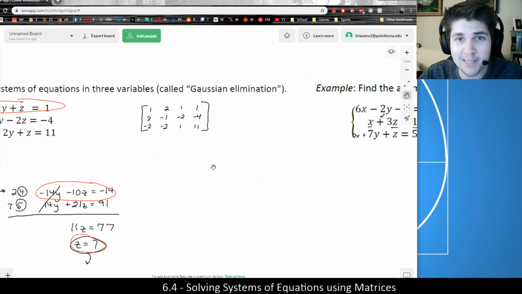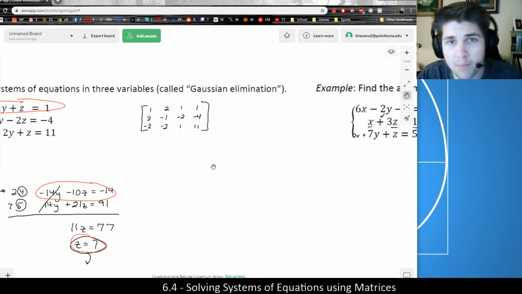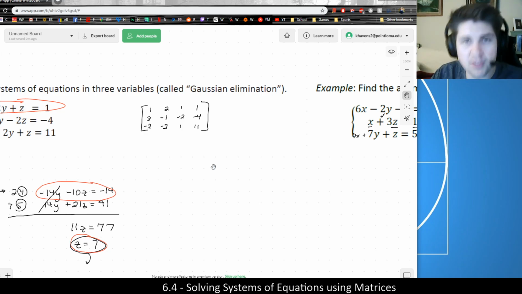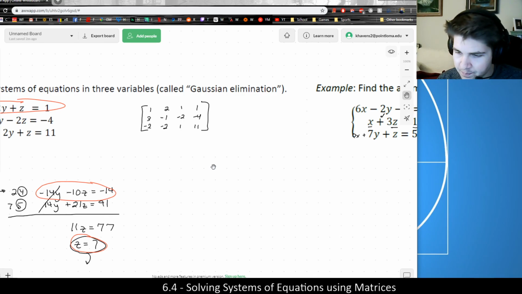So I'm not going to be expecting you to do all the elementary row operations to completely solve a system, but I think a lot of you will be able to figure it out just fine. But it's something that definitely takes a lot of practice to be able to do by hand. So anyways, let's get to it.